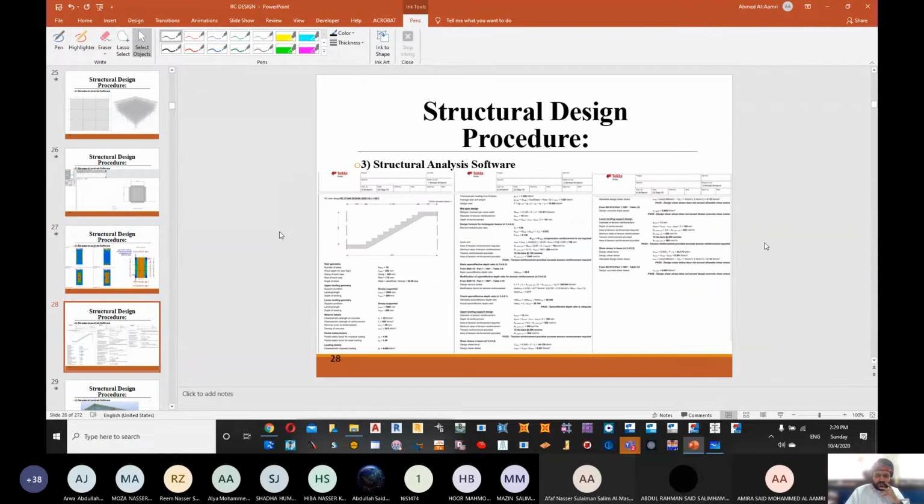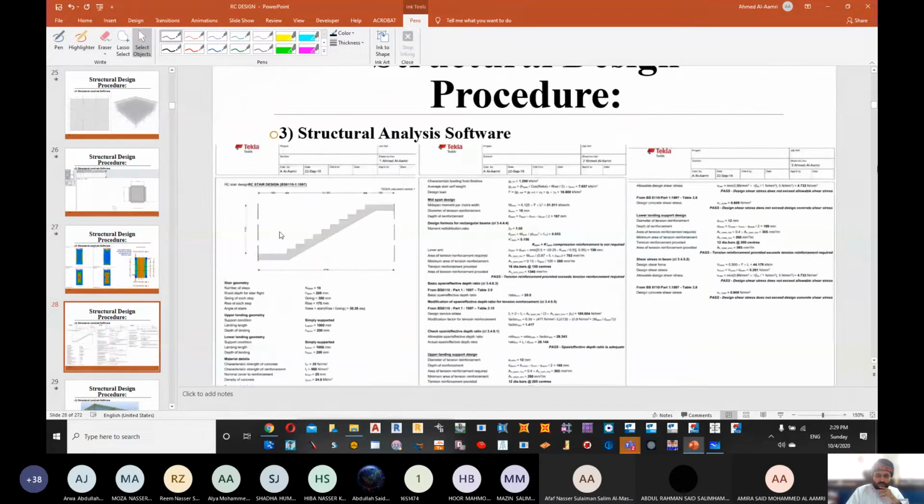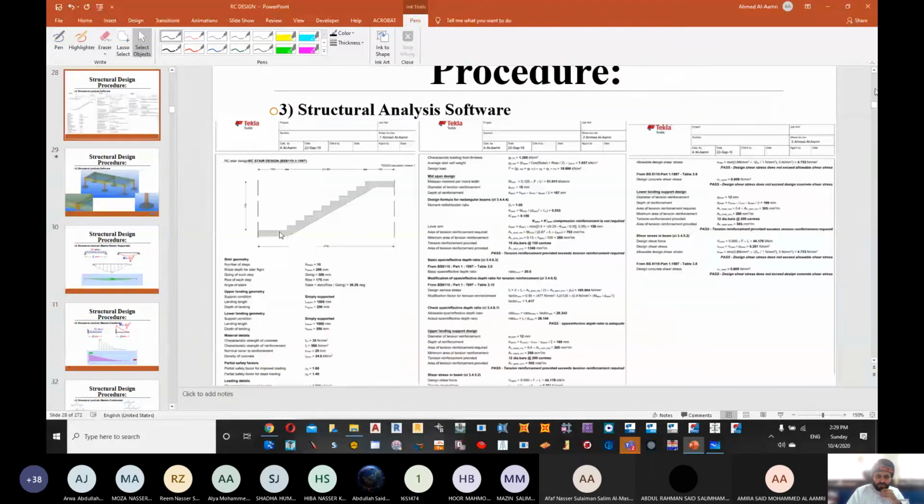Another software we are going to use is Tekla Tedds, where you can see here we have done a design of a staircase in which all the calculation has been carried out as you have studied in the college.